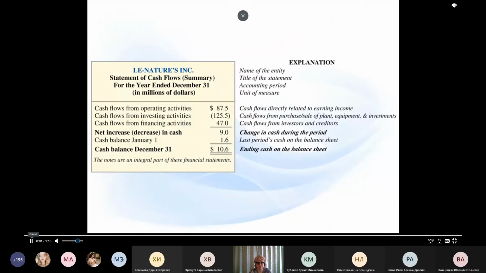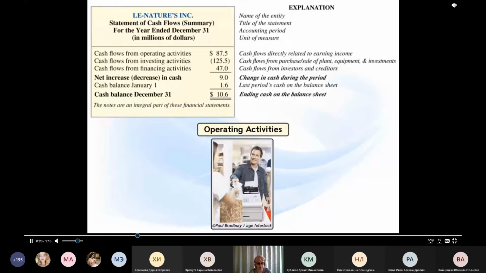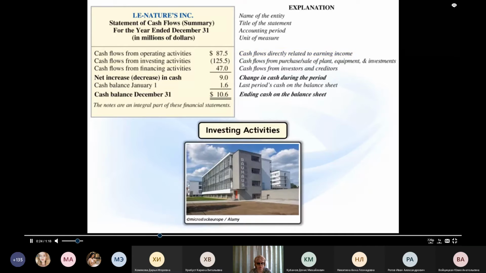The statement of cash flows also covers the same period of time that was covered by the income statement. The statement explains why the company's cash balance changed during the accounting period. The change in cash is broken down into three primary categories of cash flows. Operating activities include cash flows directly related to earning income. Investing activities include cash flows from the purchase and sale of plant, equipment, and investments.